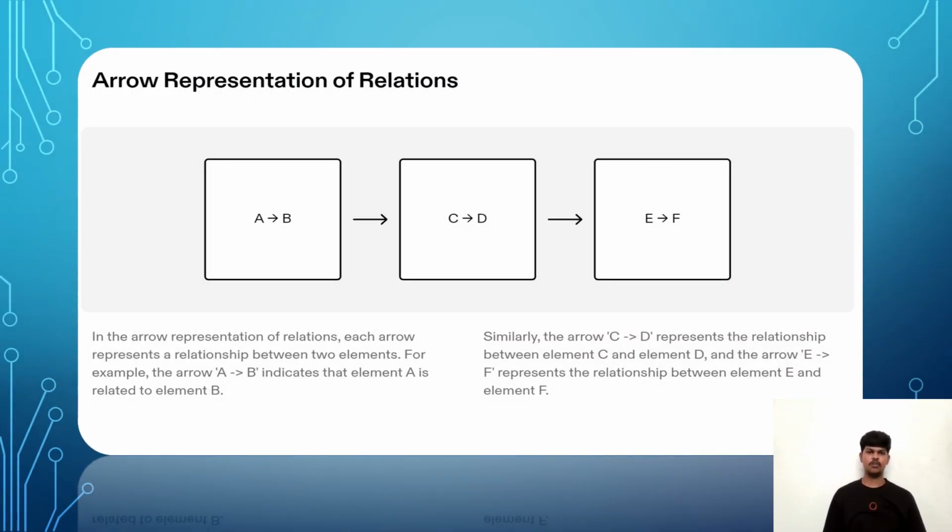Arrow representation of a relation. In the arrow representation of a relation, each arrow represents a relationship between two elements. For example, the arrow A to B indicates that element A is related to element B. Similarly, the arrow C to D represents the relationship between element C and element D. And the arrow E to F represents the relationship between element E and element F.